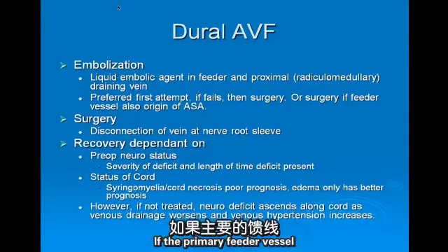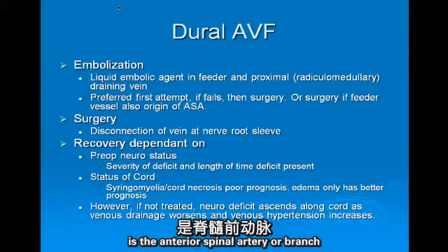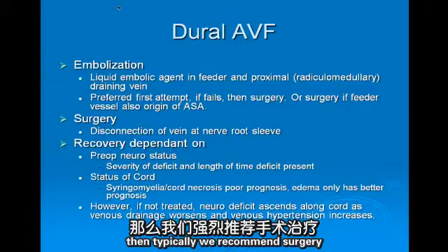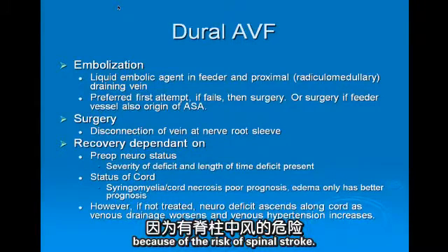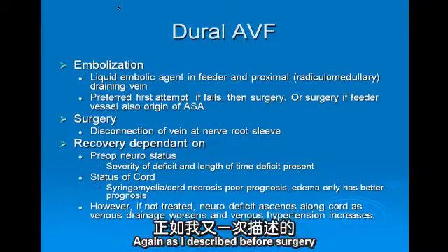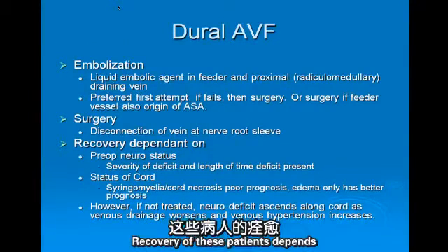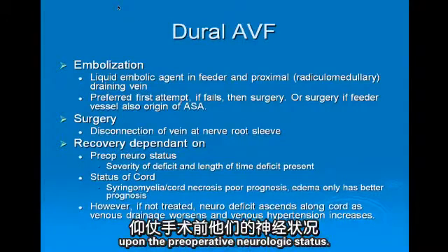If the primary feeder vessel is the anterior spinal artery, or a branch of the anterior spinal artery, then typically we recommend surgery because of the risk of spinal stroke. Again, as I described before, surgery is disconnection of the vein at the nerve root sleeve. Recovery of these patients depends upon the preoperative neurologic status.